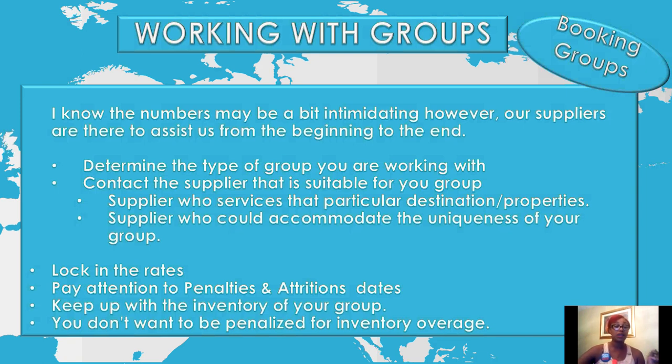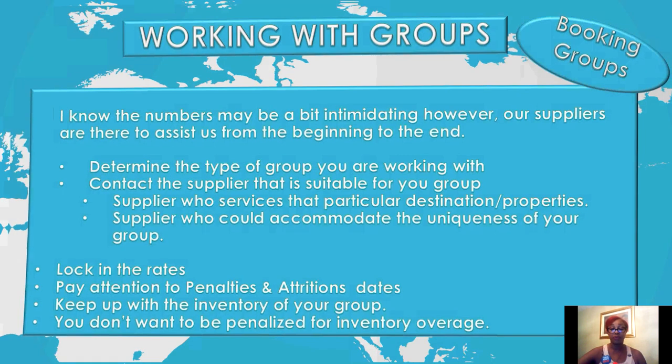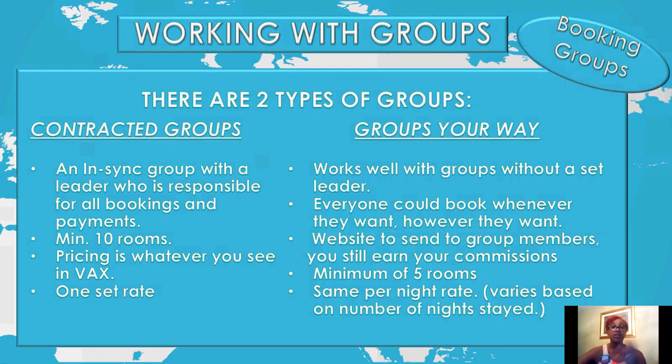Once you do that, you can lock in your rates, and you must pay attention to the penalties and attrition dates, guys, because that can go into your pockets. Okay, keep up with the inventory of your group, and don't overbook inventory from the suppliers. You don't want to be penalized for overage, okay? Very important. So we're working with groups with FunJet and VAP.